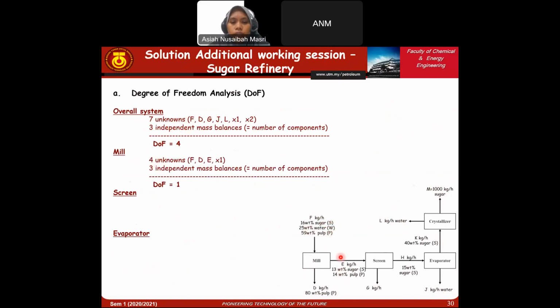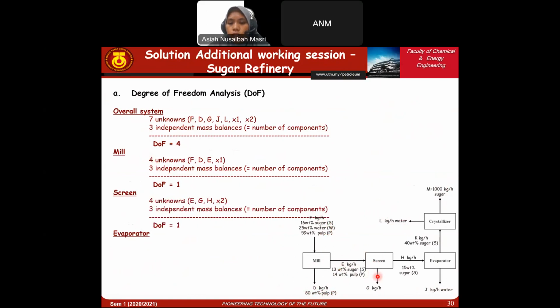Only for the mill, we have 1 input and 2 outputs. Our unknowns are F, D, and E, and also here we have X, whose amount we don't know. And then we have 3 independent mass balances because we have 3 materials. So 4 minus 3 equals 1. We cannot solve using the mill. Let's see the second unit, the screen.